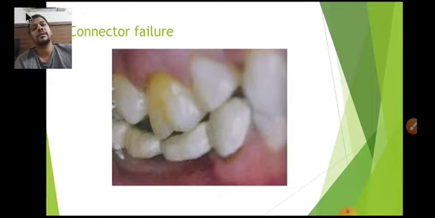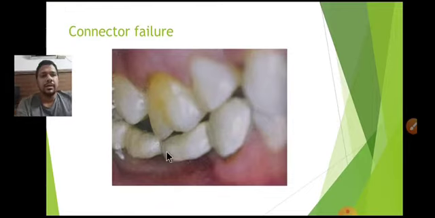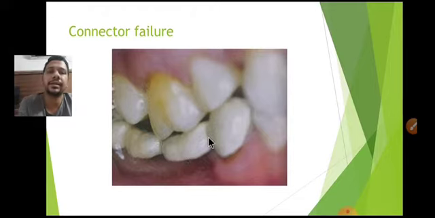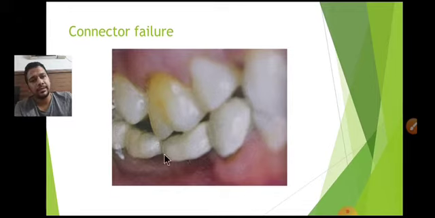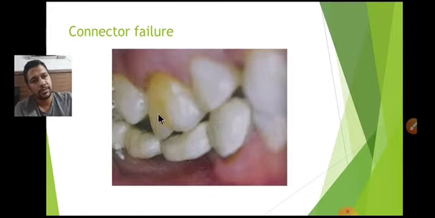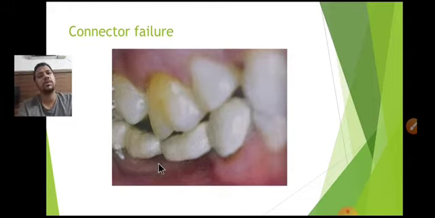Then another one is connector failure. Imagine these premolars and molars are the parts of an FPD, and this and this are the connectors, three connectors. And the middle connector, this one, the height of that connector is very less. It's very short. The possible reason is the supraeruption of the opposite tooth. This much space it consumes from the opposing FPD.